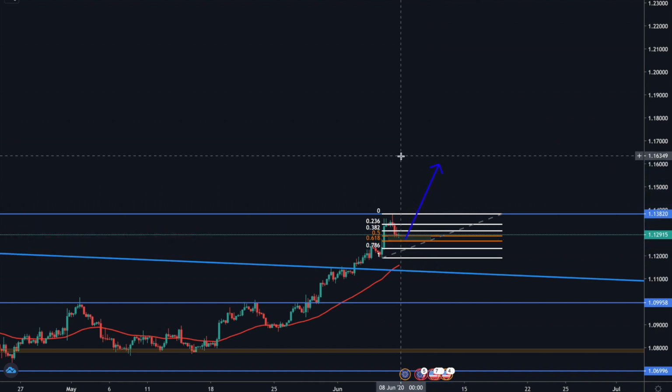So remember, as our bias is confirmed on the weekly as bullish, on the daily as bullish as well, on the 4-hour we will only enter in the direction of the dominant trend, meaning that we're only looking for a possible buy opportunity. So moving on.